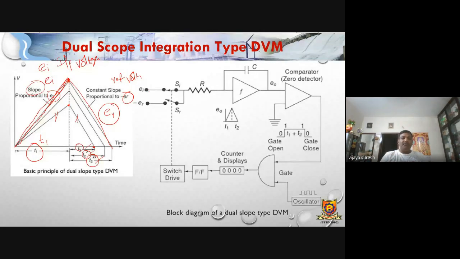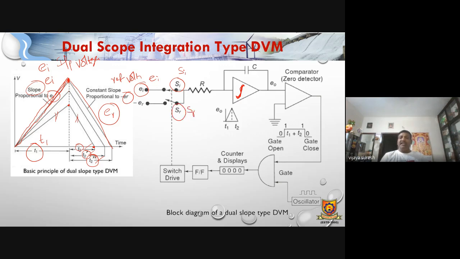Here, ei is the input voltage that is given to an integrator circuit. Strictly speaking, this is an integrator. So if you integrate a constant, you will get a ramp signal. Keep that in mind. Here we get a ramp signal as output, and the input is connected through switch SI. SI stands for input switch, and SR stands for reference switch.